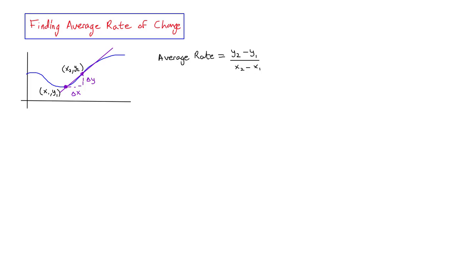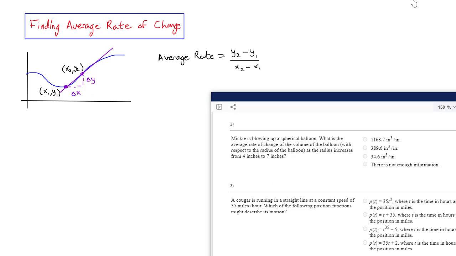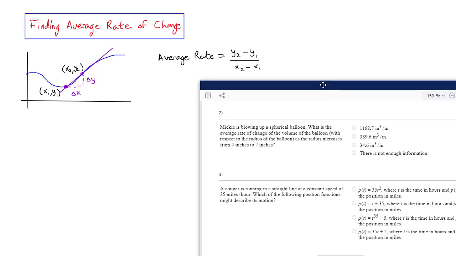All right, so the first example that we're going to take a look at has to do with finding the average rate of change of the volume of a balloon. So the problem is problem number 2 here, and it reads, Mickey is blowing up a spherical balloon. What is the average rate of change of the volume of the balloon with respect to the radius of the balloon as the radius increases from 4 inches to 7 inches?